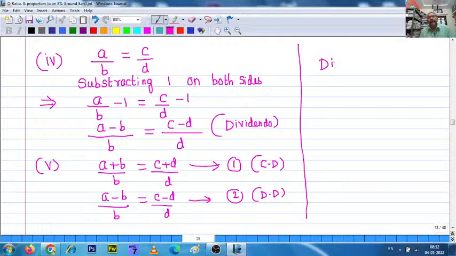So now apply like this. Divide equation 1 by equation 2. Let us see what we get now here. Very interesting: A plus B upon B divided by A minus B upon B.